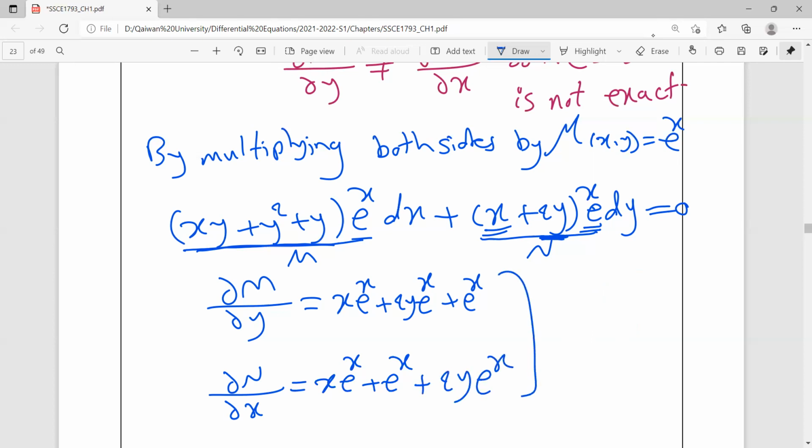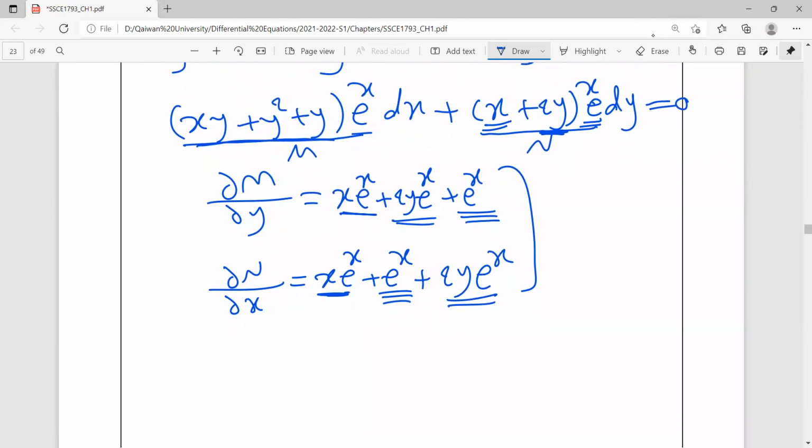Let's check if these two are equal or not. Here we have x e^x, x e^x, 2y e^x, 2y e^x, e^x, e^x. So these two partial derivatives are equal. That means the differential equation is exact. Thus, partial m by partial y equals partial n by partial x.